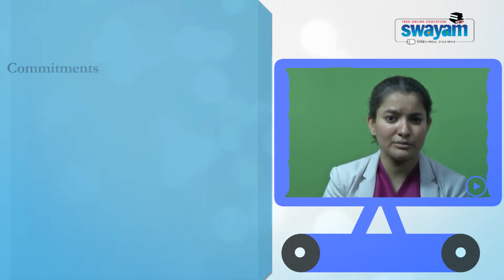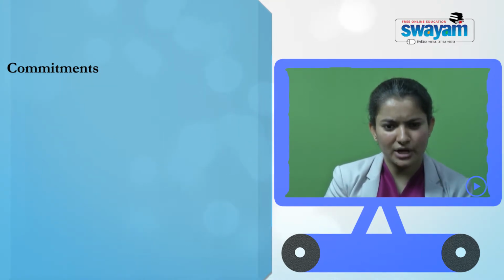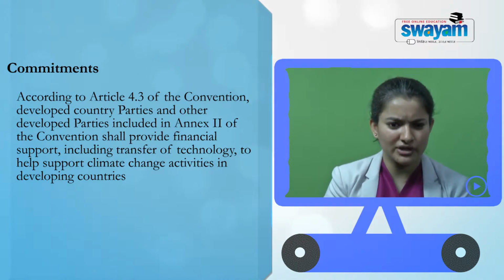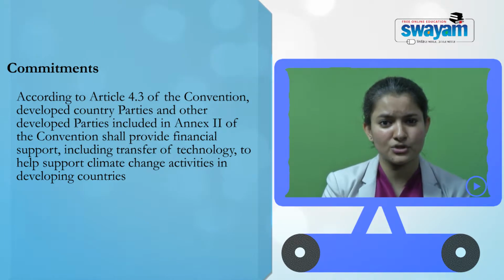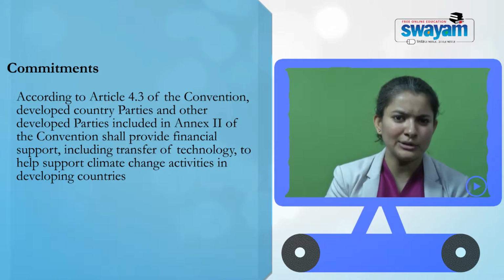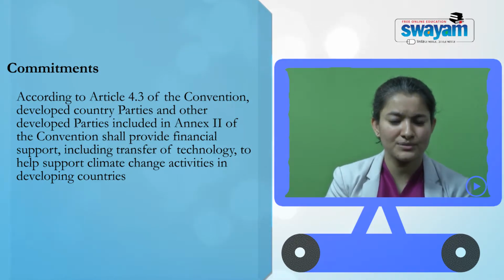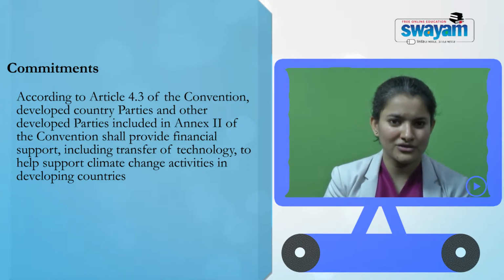Moving on, the UNFCCC lays down certain commitments on the developed country parties. In particular, according to Article 4.3 of the Convention, developed country parties and other developed parties included in Annex II of the Convention should provide financial support, including the transfer of technology to help support climate change activities in developing countries. We will study further about this particular point in the module on financial mechanisms and technology transfer.